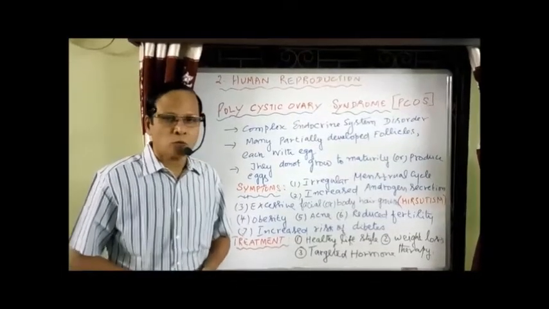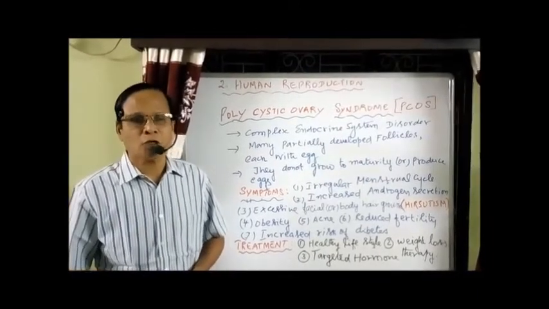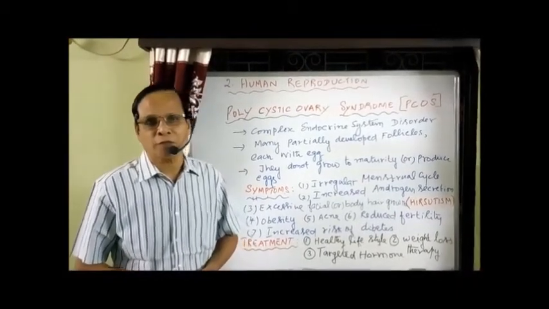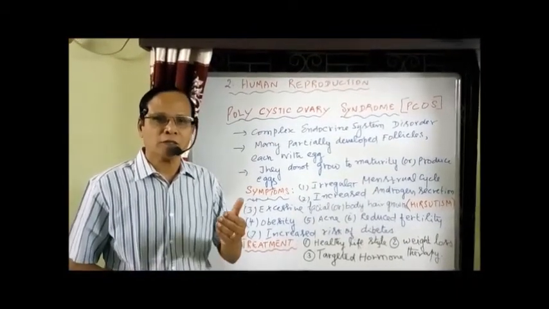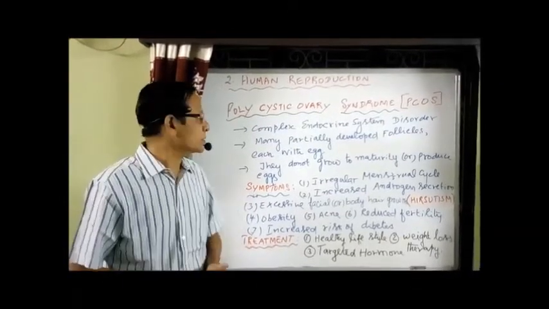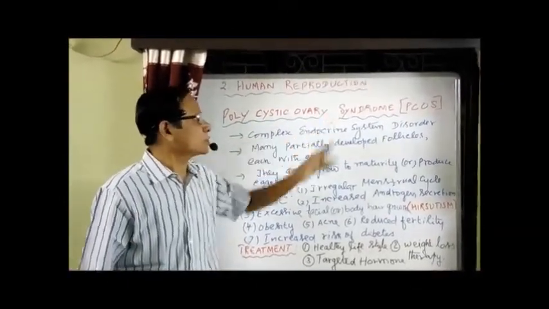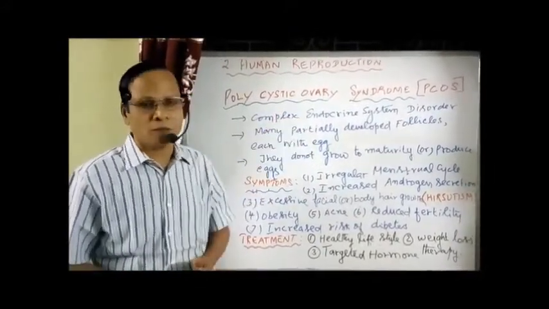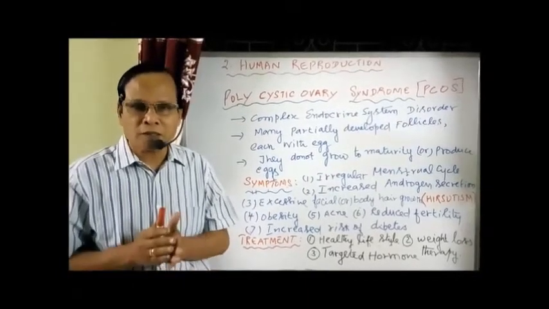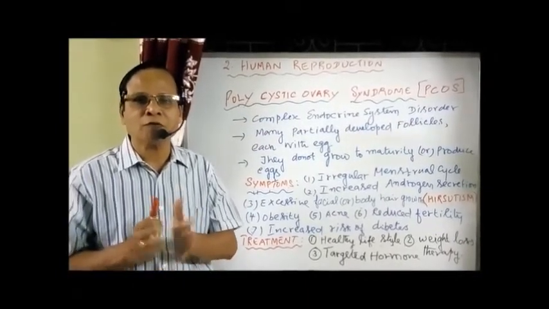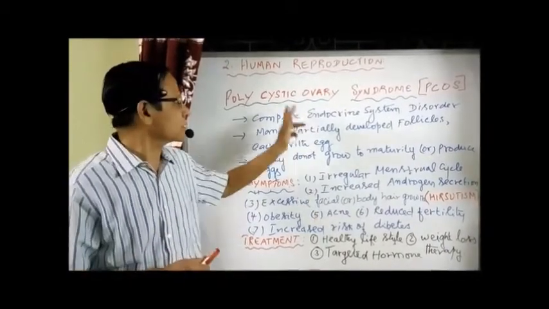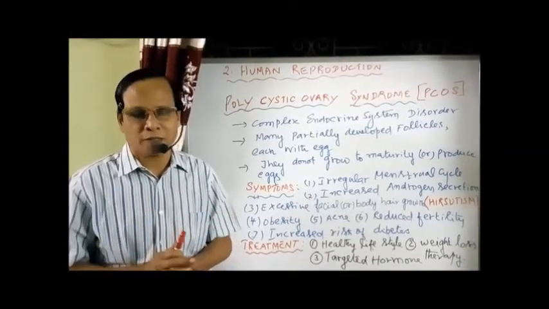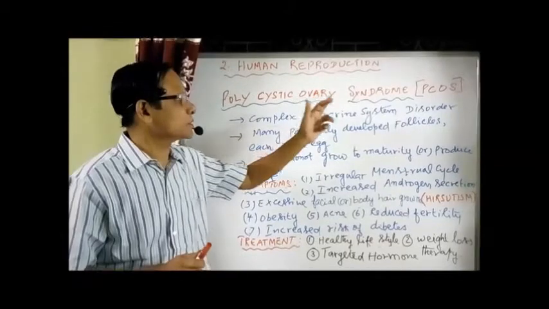Dear students, we have to discuss further the human reproductive system. One of the disorders that affect the female reproductive system, particularly the primary sex organ, the ovary, is Polycystic Ovary Syndrome, simply called PCOS. Poly means many. Cyst refers to the partially developed follicle. So we have the development of many partially developed follicles, hence called polycystic ovary syndrome.